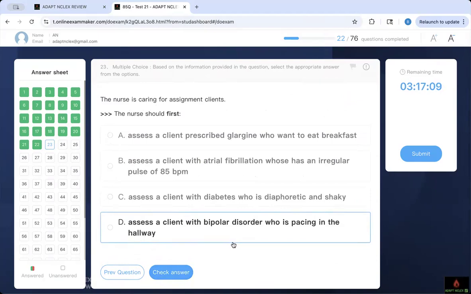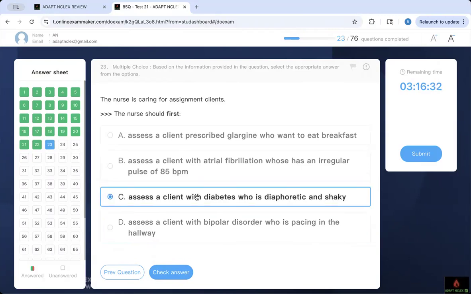A nurse is caring for assigned clients. The nurse should first do what? Assess a client prescribed glycogen who wants to eat breakfast, prioritization. Assess a client with AFib who has an irregular heart rate and a pulse of 85. Assess a client with diabetes who is diaphoretic and shaking. Assess a client with bipolar disorder who is pacing in the hallway. NCLEX prioritization, patient prioritization. Which one would you see? Who should you see first? You pick your answer, you stop the video.